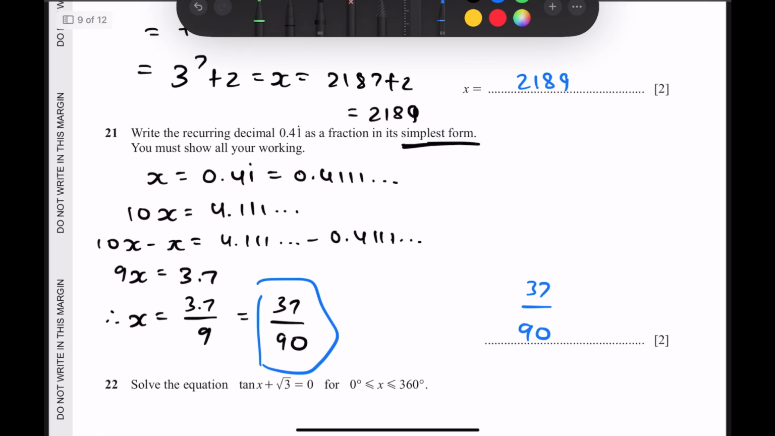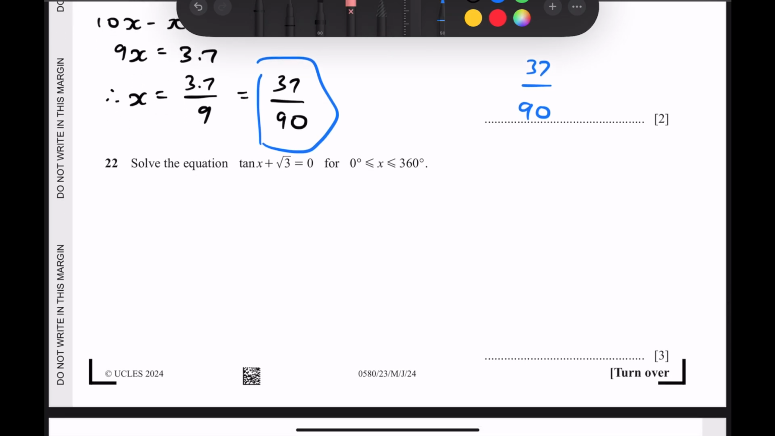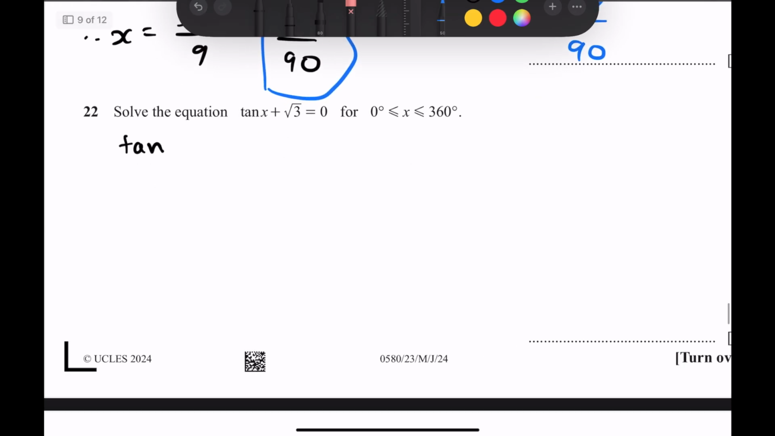You subtract x from 10x or 100x or 1000x to get the value of 9x or 99x or 999x, and then divide the value that's produced by 9 or by 99 or by 999 to get the value of x itself. Question 22 says to solve the equation tan x plus root 3 is equal to 0. So if I rewrite this as tan x plus root 3 is equal to 0, and I subtract root 3 from both sides, this means that tan x is equal to negative root 3.